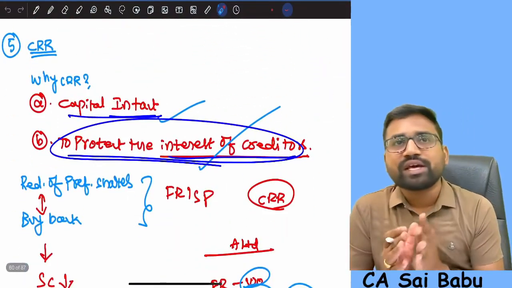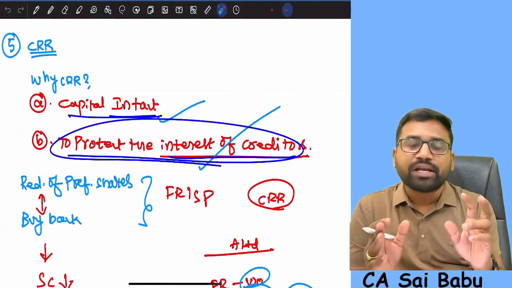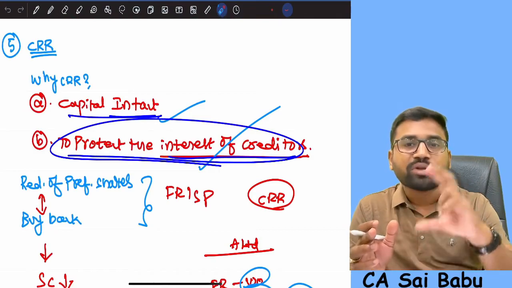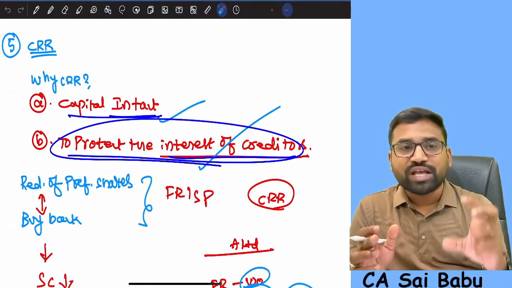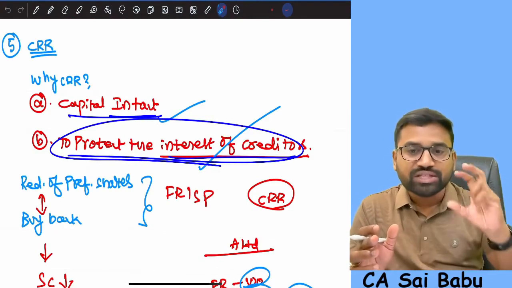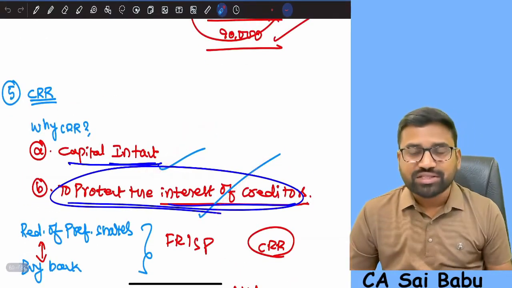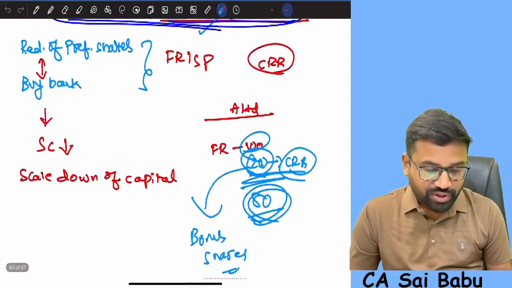And creation of CRR, sir. Whenever a company depends upon free resource or securities premium for buyback of securities, then to the extent of the nominal value of shares bought back, they must transfer from free resource to CRR. So, creation of CRR to ensure capital intactness and to protect the interest of the creditors, especially at the time of buyback, is also very, very important.